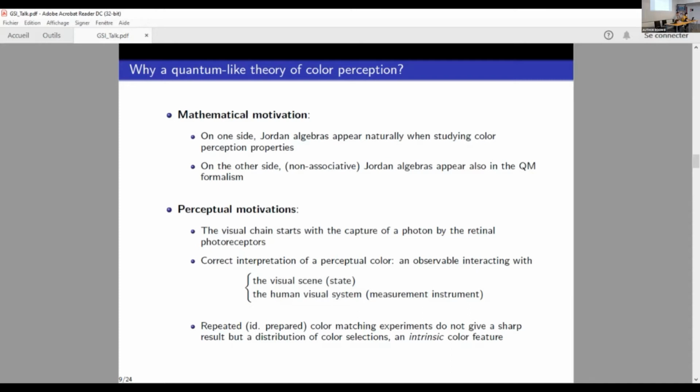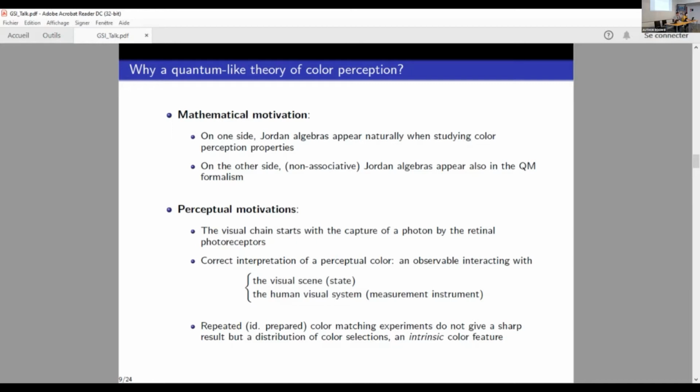And on the perceptual side, of course, the visual chain starts with the capture of a photon, so a quantum relativistic particle, by the retinal photoreceptors. And the correct interpretation of a perceptual color is an observable interacting with the visual scene that represents the state, and the human visual system that is the measurement instrument. Of course, it's not an electronic instrument, but it is a psychological and biological measurement instrument.